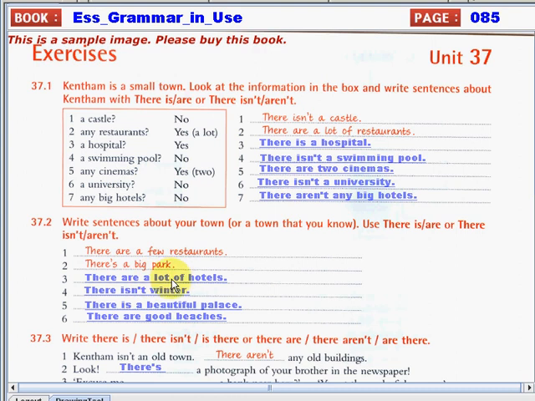Let's go now to number 3. There are a lot of hotels. There are hotels. Next, there isn't winter. There is no winter. Number 5, there is a beautiful palace. There is because there is one beautiful palace. Last one is there are good beaches. There are because of the word beaches, plural.